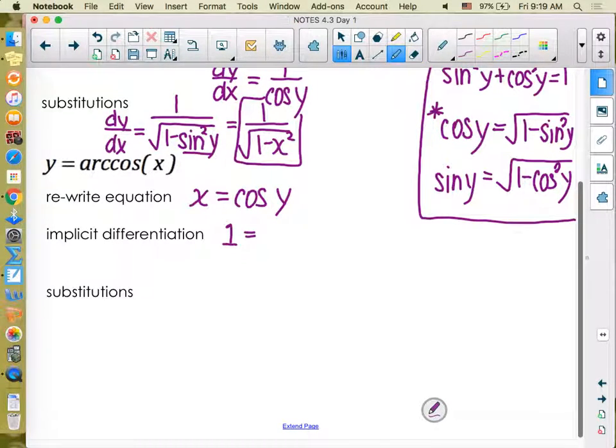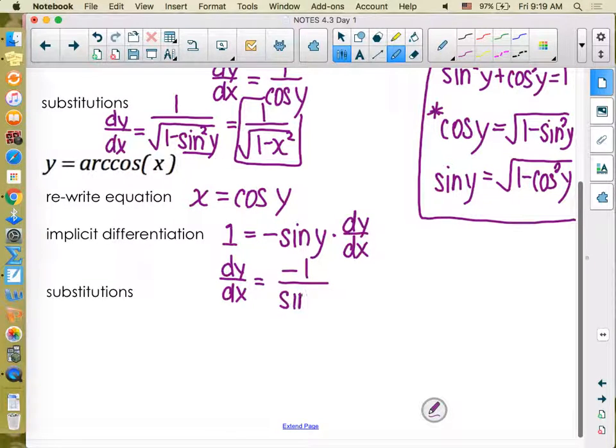On the other side, the derivative for cosine is the opposite of sine of y, dy dx, because I'm trying to differentiate with respect to x, since we always like to plug in x values into our derivatives when possible. Getting dy dx alone, I'd have -1 over sine of y in my derivative.